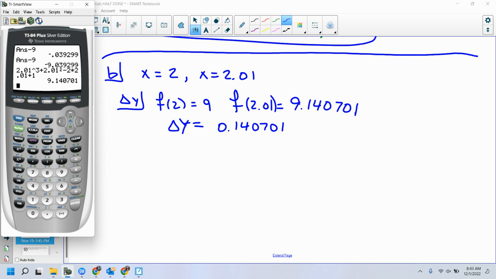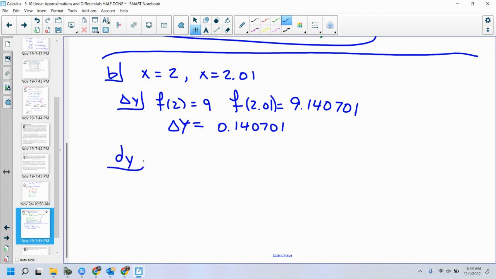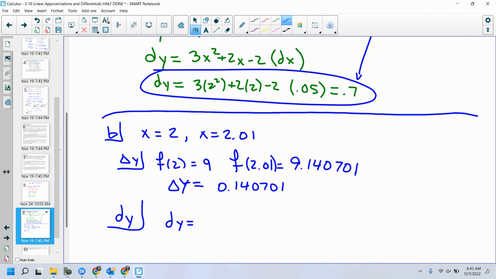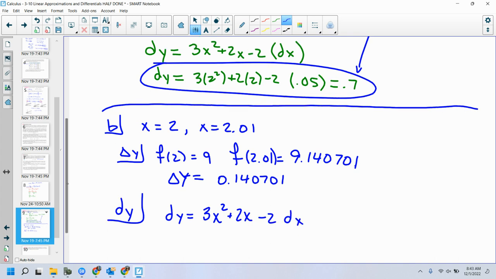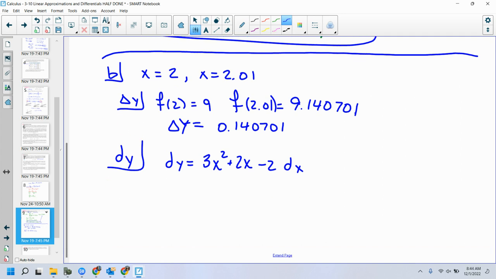Okay, now let's compare that to finding dy. Now, to find my differential equation, do I need to do anything different than I did above? No. The differential equation is just dy is equivalent to f prime, which was, again, 3x squared plus 2x minus 2, dx. Whenever I ask you for a differential equation, that's what I'm asking you for right there. dy, difference in y, is equivalent to 3x squared plus 2x minus 2, the derivative. This technically should be in parentheses, times dx.